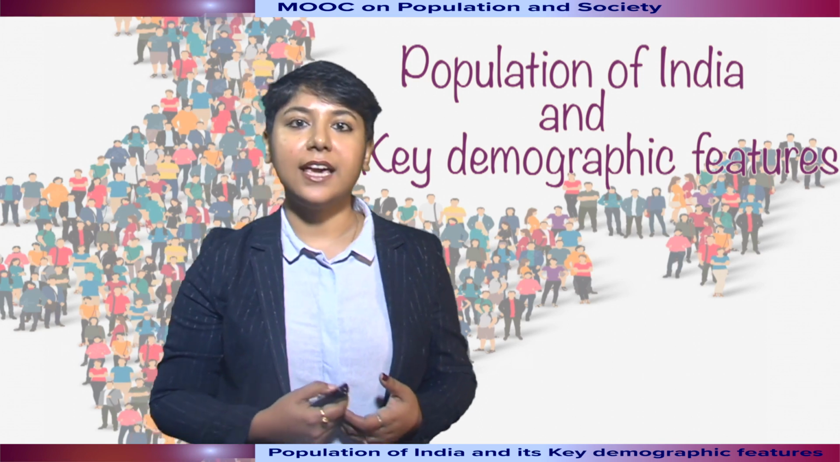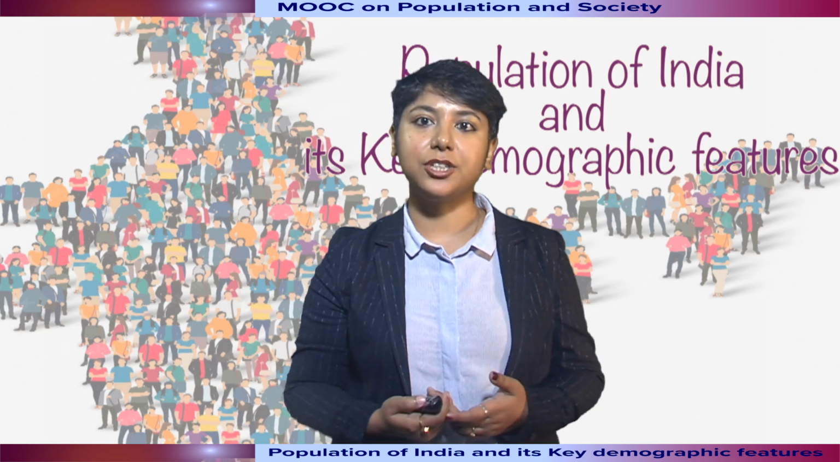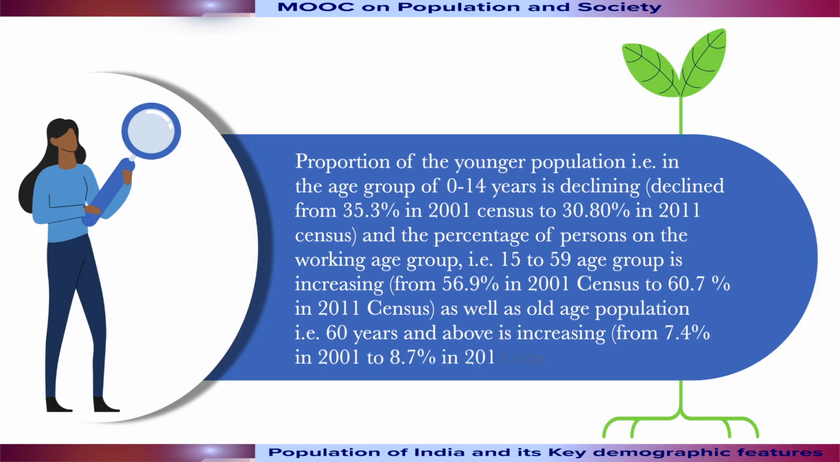In India, the age structure has been undergoing some gradual changes. The proportion of the younger population, that is in the age group of 0 to 14 years, is declining. It was seen to decline from 35.3% in the 2001 census to 30.80% in the 2011 census, and the percentage of persons in the working group, which constitutes the people who are aged from 15 to 59 years, is increasing, which means that we have a higher proportion of population which is capable of supporting the dependents in our nation.